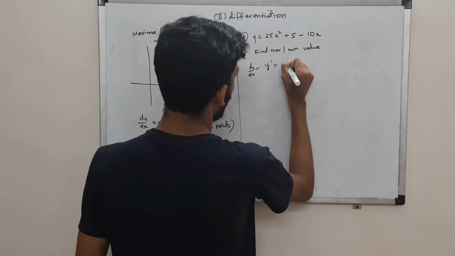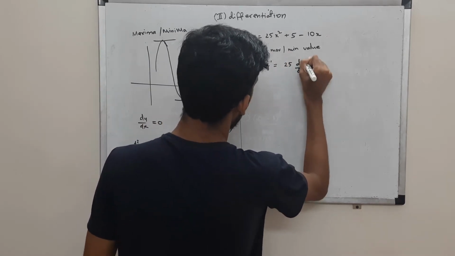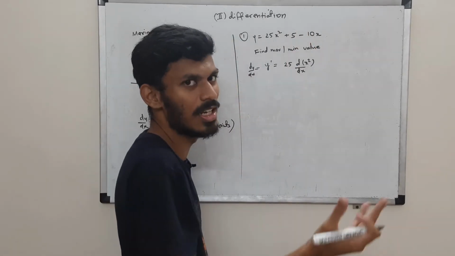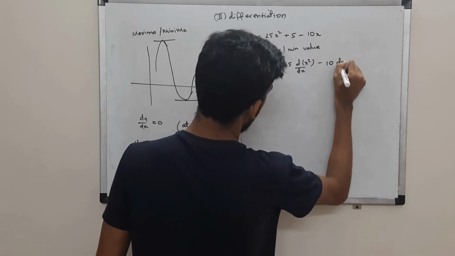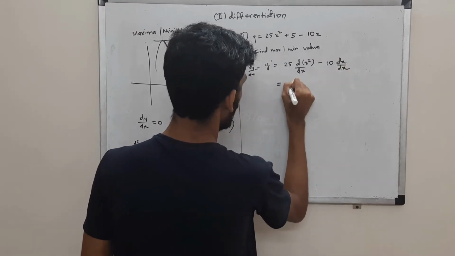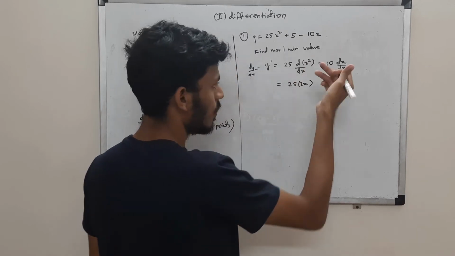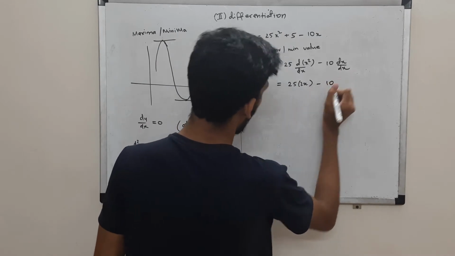So 25, now you can remove it out, right? You know the constant in multiplication, you can just remove it out. 5 is a constant, differentiation of 5 will be 0. Again 10 you can remove, and dx by dx, right? So 25, and here you'll have 2x, which is differentiation of x square is 2x, 2 comes down to minus 1, right? And here you'll have 10.